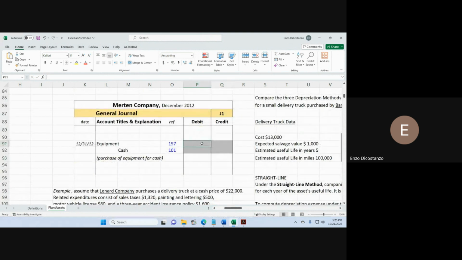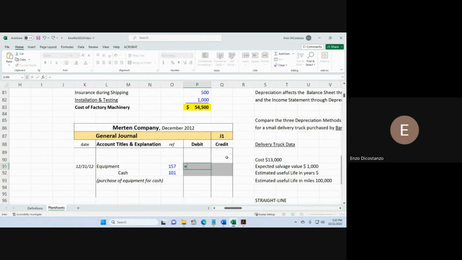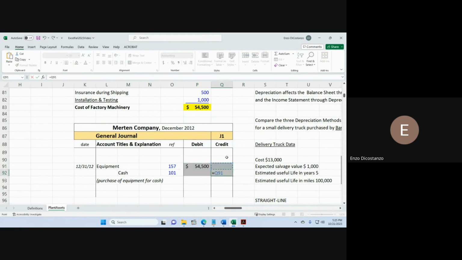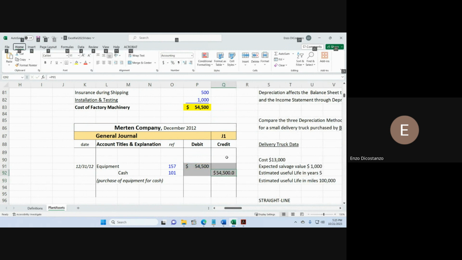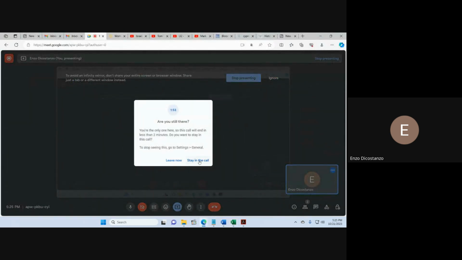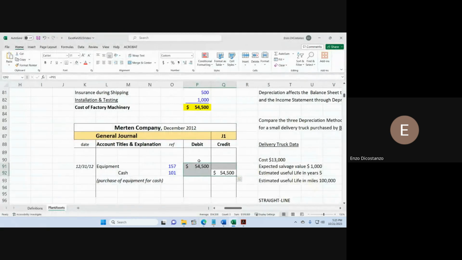Now, your journal entry, what you're doing is you're converting equipment from very liquid cash to less liquid. To less liquid equipment is what you're doing. That's what you're doing here.